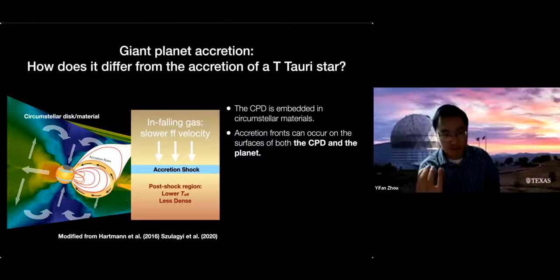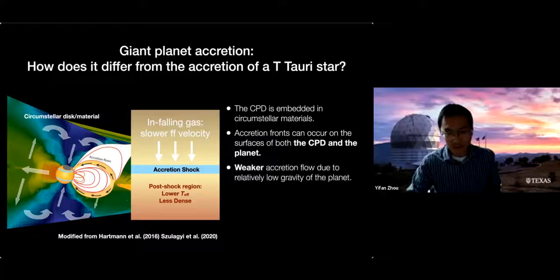Because the planet is embedded in a circumstellar disk, the accretion fronts can occur on both the surface of the circumplanetary disk and the planet. These are not likely to be very important in the case of PDS 70, because from our observation of this system, we learned that the circumstellar environment at the location of the PDS 70 planets is mostly empty and does not have a lot of mass for the circumplanetary disk to gain mass from. However, the other parts of the difference are more important.